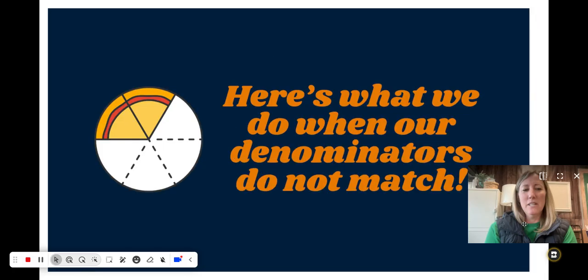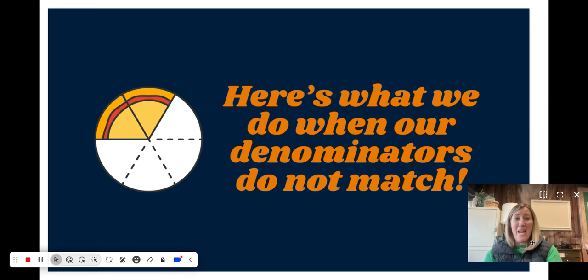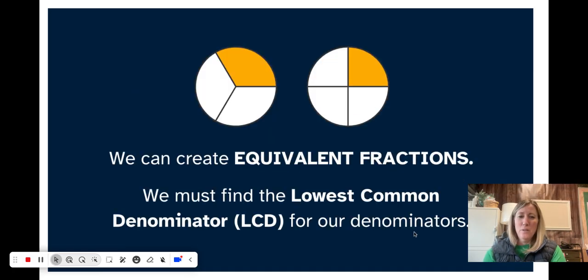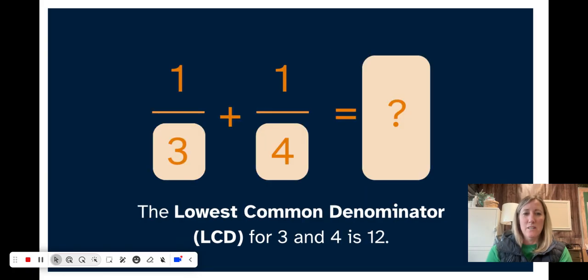Okay, now here's what we're going to do if our denominators do not match. So we're looking at adding fractions, and we're going to have to add a step in here where we create an equivalent fraction with a common denominator. So if we look at adding 1/3 and 1/4, we notice they do not have the same denominators. So we're going to count up by multiples of 3. 3, 6, 9, 12. Cool. 3 times 4 gives us 12. And that's going to be our least common denominator for this pair.